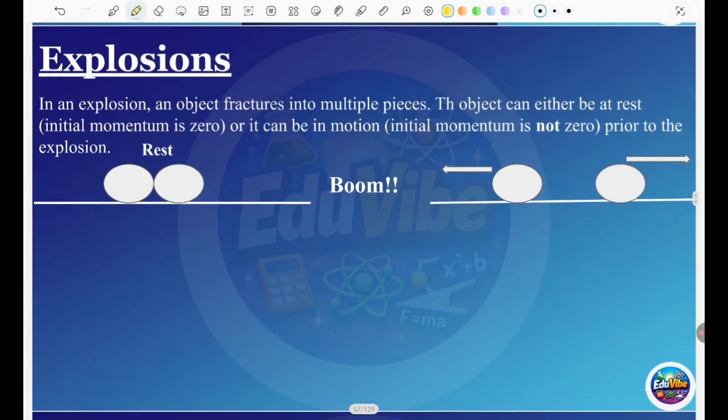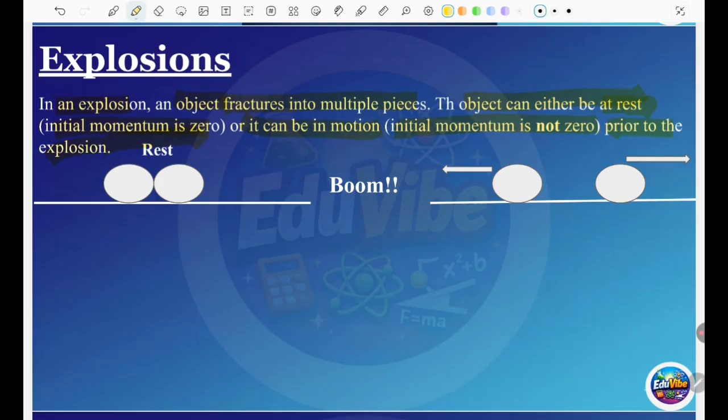Let's move on to the last one. This is not a collision, this is the explosion mode. In an explosion, this is a simple thing: an object fractures into multiple pieces, it breaks down into multiple pieces. The object can either be at rest, so the initial momentum is zero, so initially we have nothing, we have 0 over there. Or it can be in motion, so the initial momentum is not 0. In some cases it can be in motion, in some cases it can't.